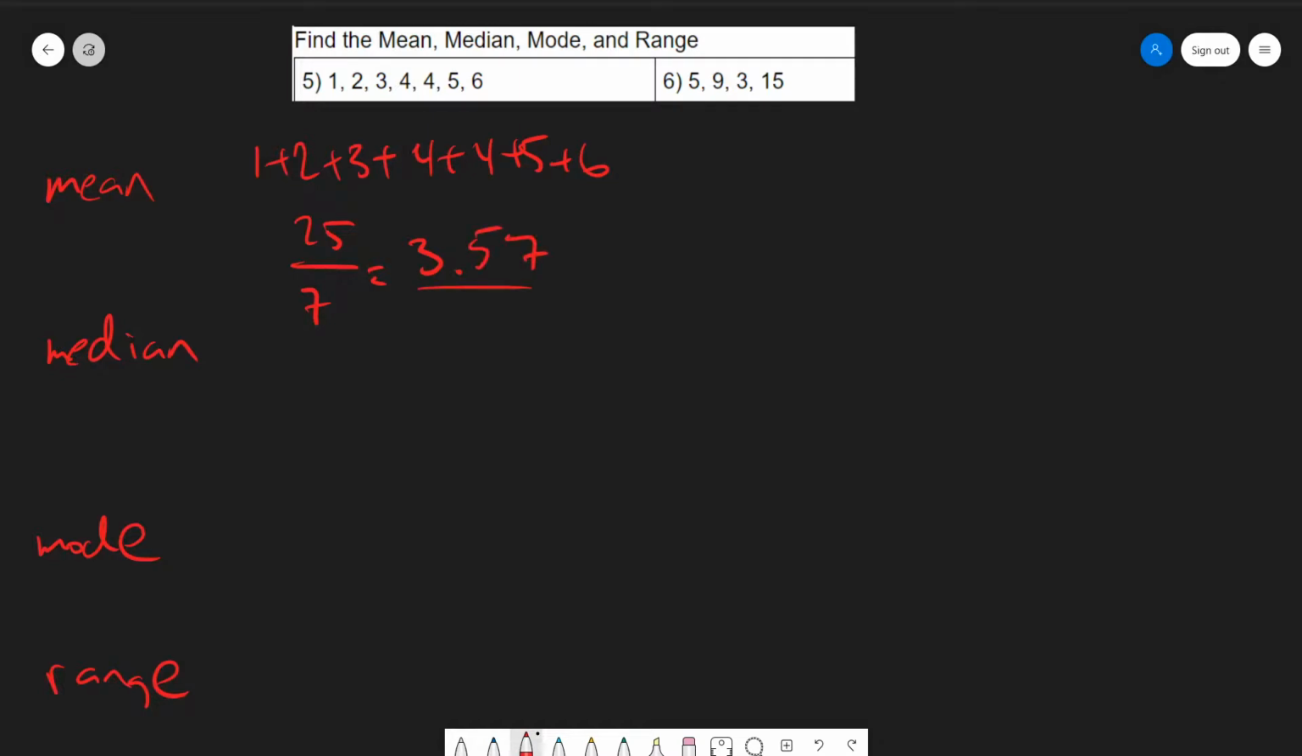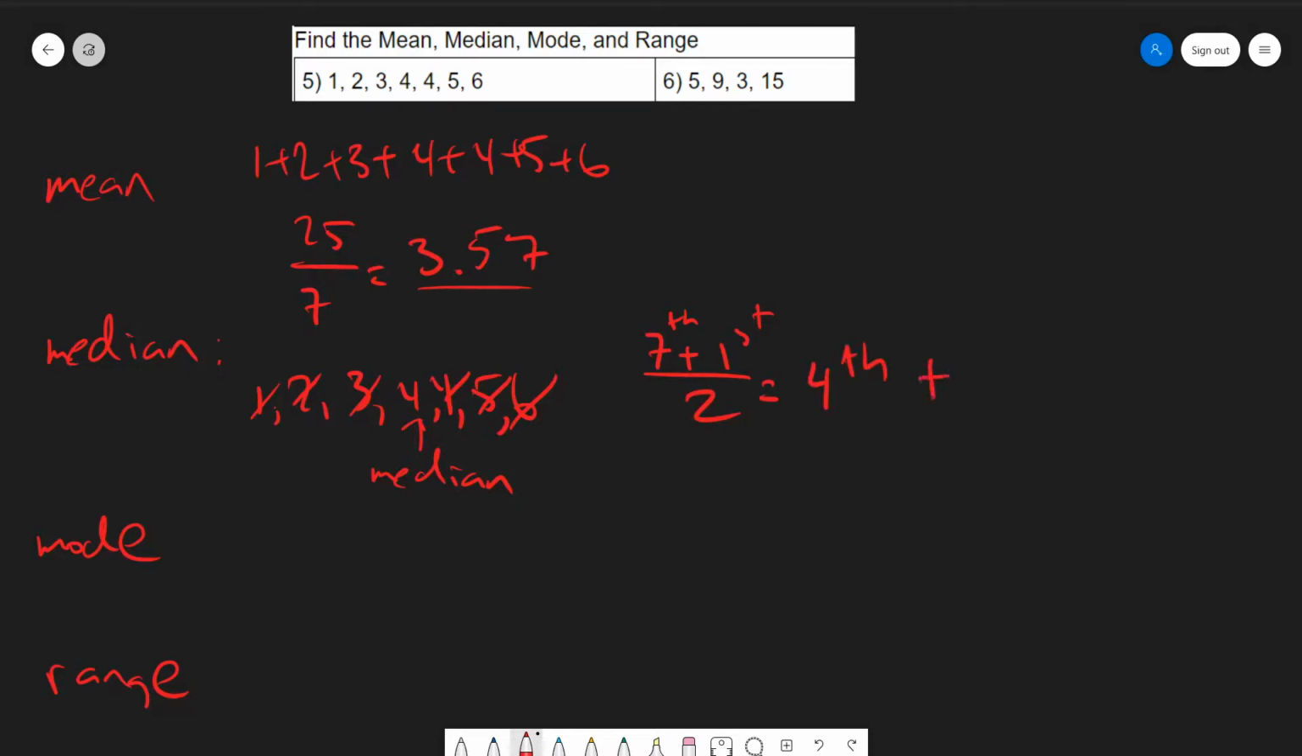What about my median? First I would have to order from least to greatest, and thankfully, it already is. So I'm going to start deleting numbers from the outsides, and I arrive at just 4 being my median. If you have a big data set and you don't want to do that, I have 7 total terms, so if you take the 7th term and the 1st term and average those two, the term we want is the 4th term. That's how we get our median.